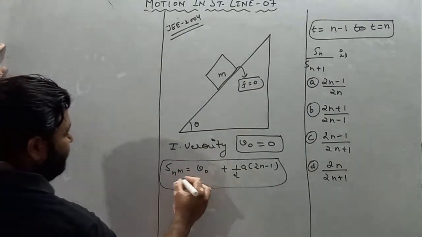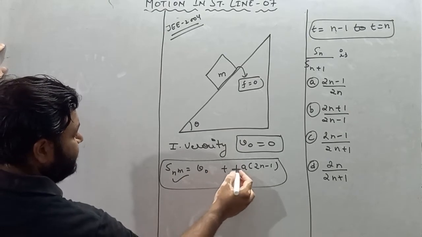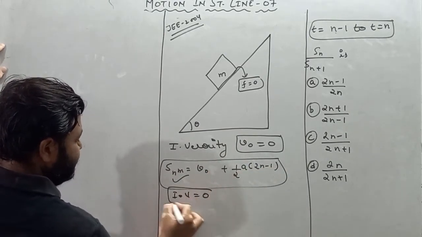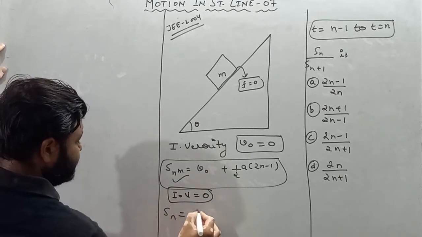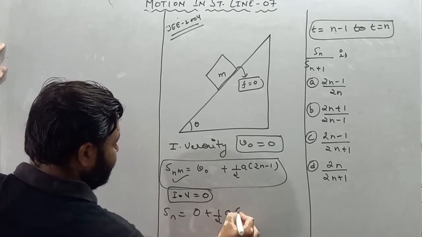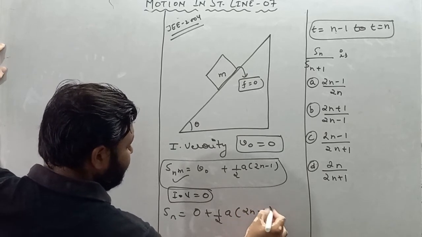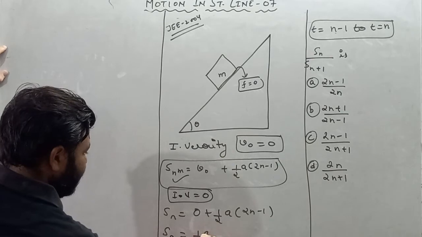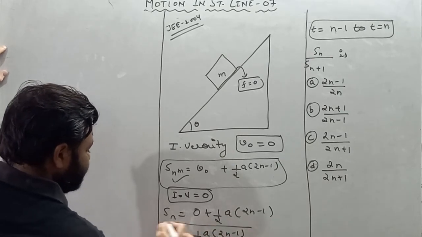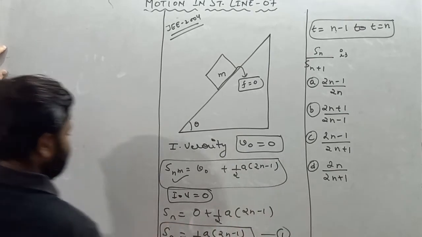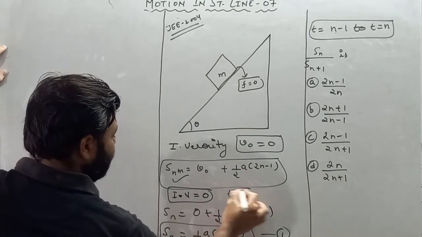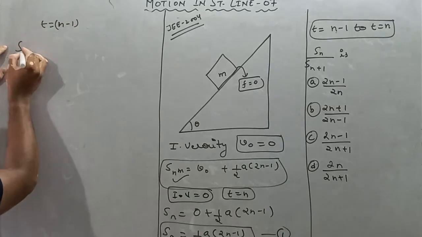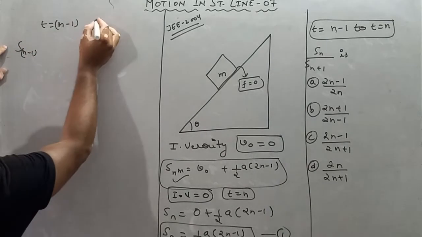We know that the formula for S_nth is equal to v naught plus a by 2 times (2n minus 1). Here initial velocity is 0. So S_n becomes 0 plus a by 2, and instead of n we'll write 2n. So S_n is equal to a by 2 times (2n minus 1). This will be our first equation for time t equals n. Now I am finding S_n for t equals n minus 1.